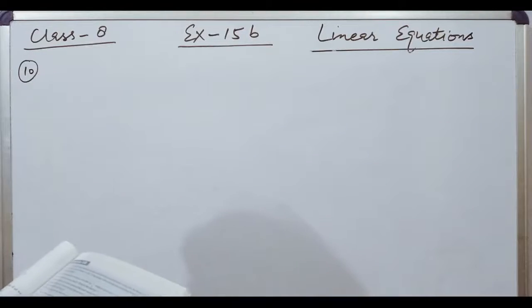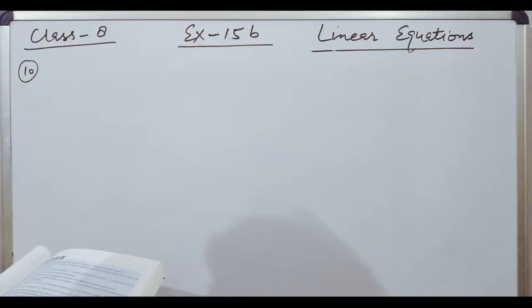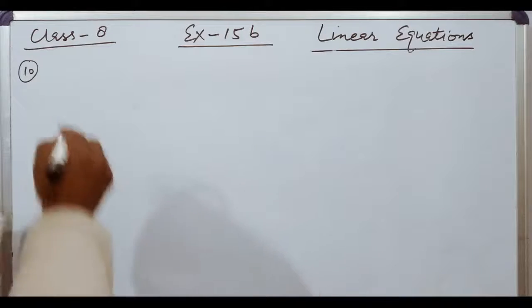In an examination, a student scores 4 marks for every correct answer and loses 1 mark for every incorrect answer. If he attempts all 75 questions and secures 125 marks, what are the number of questions he attempt correctly?